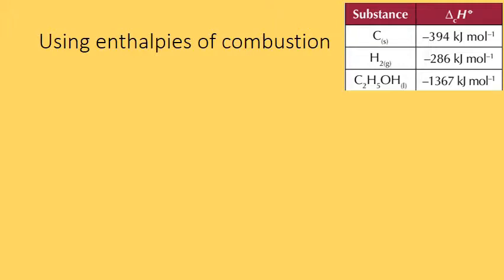So we've got carbon. When we combust 1 mole of carbon, we're going to get 394 kilojoules. When we combust 1 mole of hydrogen gas, we're going to get 286 kilojoules given off. And there we have the enthalpy change of combustion for ethanol at an exothermic 1367 kilojoules. So let's say our question is this.